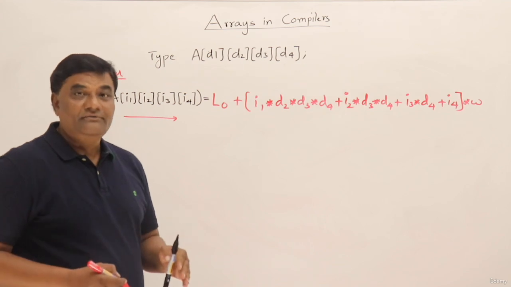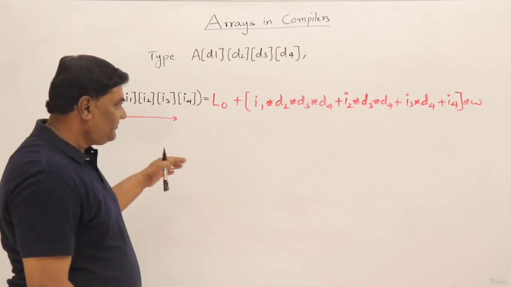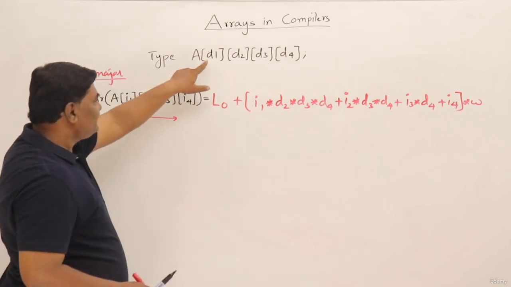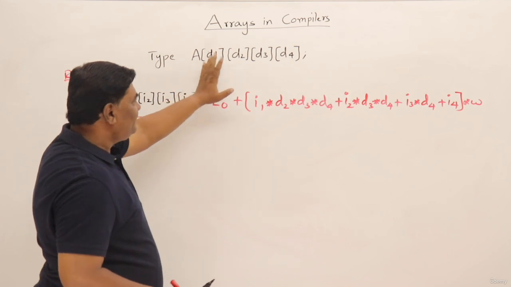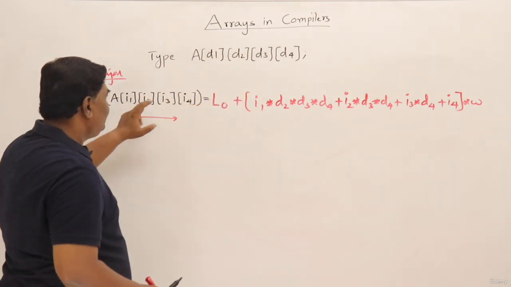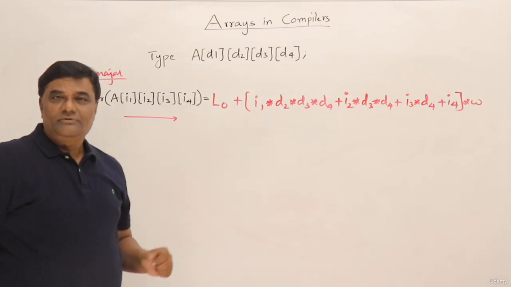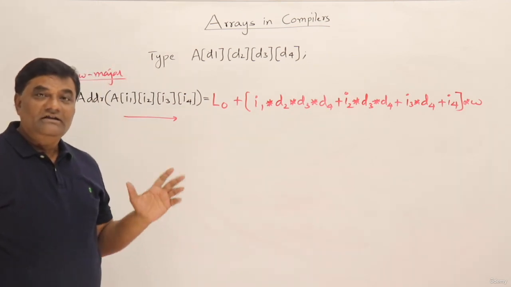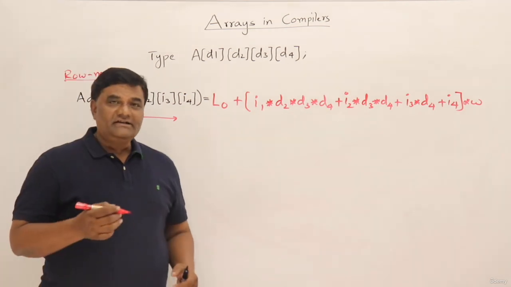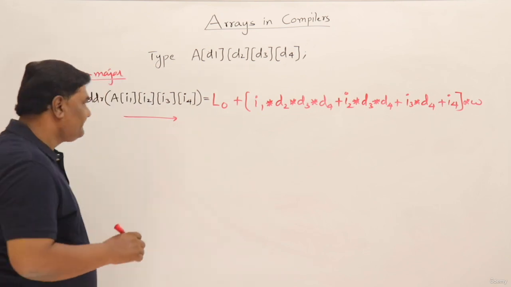So you might have observed the procedure for preparing the formula. For every index, we take the dimensions after that index's dimension. For I2, we take all the dimensions after D2. So this is the approach. We have taken it from left to right. Now I will write the formula for column measure.